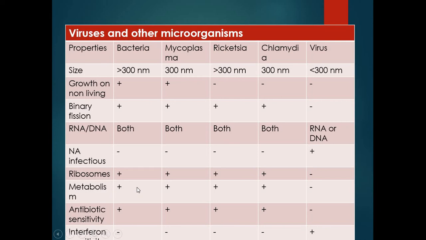Metabolism: bacteria, mycoplasma, rickettsia, and chlamydia all have metabolism, meaning metabolic processes take place in these organisms, but viruses do not have any kind of metabolism. Antibiotic sensitivity: antibiotics are effective against bacteria, mycoplasma, rickettsia, and chlamydia, but not against viruses. Interferon is effective against viruses, but not against bacteria, mycoplasma, rickettsia, or chlamydia.